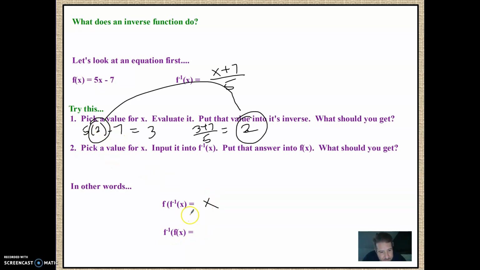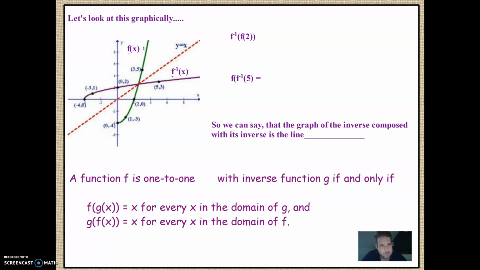And if you do the exact same for the opposite, which is the inverse of f of x, you'll also get x. So once again, whatever you put in the first time, and then you take that answer, plug it into the other function, you're going to end up getting whatever you chose for x to begin with.